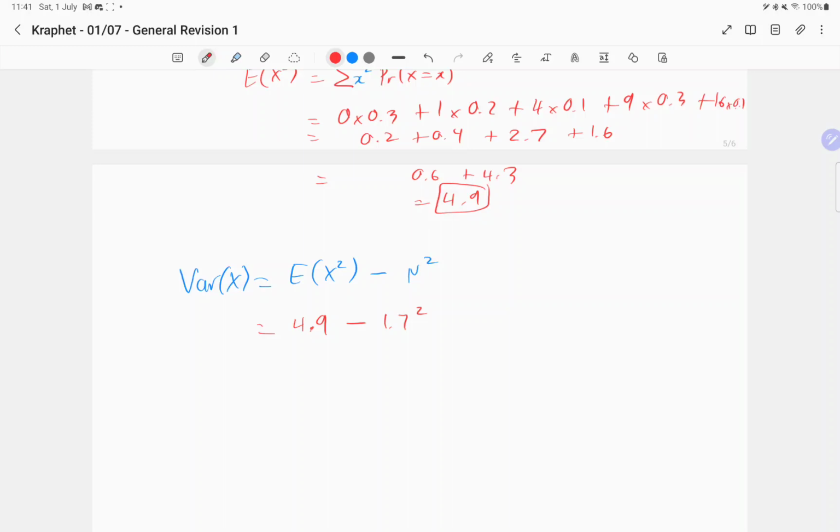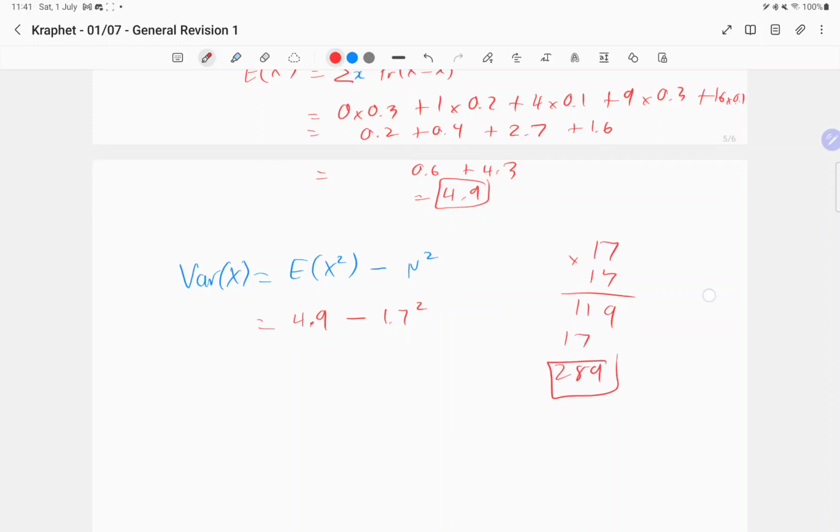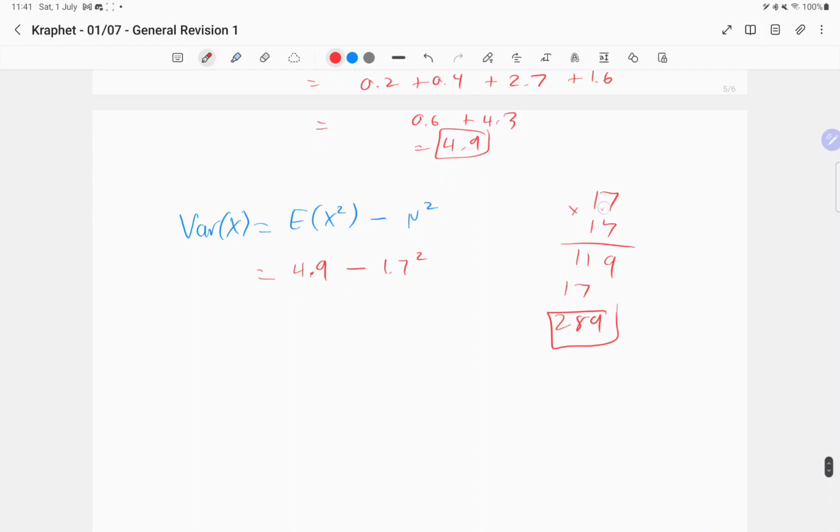There's no way for you to do these things easy. You just gotta work through it. 17 squared, if you remember what it is, you can work it out. If not, that's fine. Just do 17 times 17. 7, 7, 49, that'll be 1, 1, and then 1, 7, 2, 8, 9. Looks about right. But that will be 2 decimal places, so it's 1.7 times 1.7, so that's 2.89. And then you gotta do decimal subtraction.